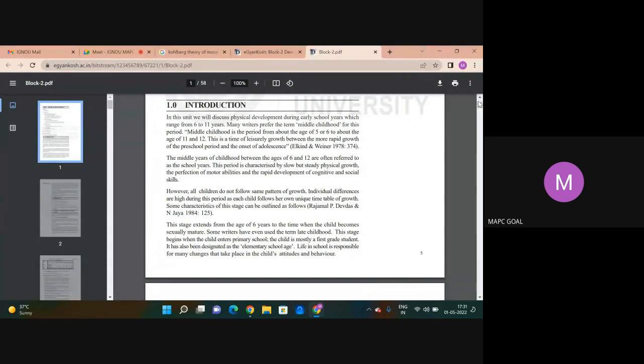Okay, so many writers prefer the term middle childhood. So there is early childhood, childhood, and then late childhood. So we have this term, it is known as middle childhood, and it was written about by Elkind and Wiener, 1974. And they talked about middle childhood as a period between the age of 5 or 6 to about 11 to 12 years. So this is the time of leisurely growth between the more rapid growth of the preschool period and then the onset of adolescence. So it's middle childhood because over here the child moves from the preschool period and then there's the onset of adolescence. So that's what they're talking about.